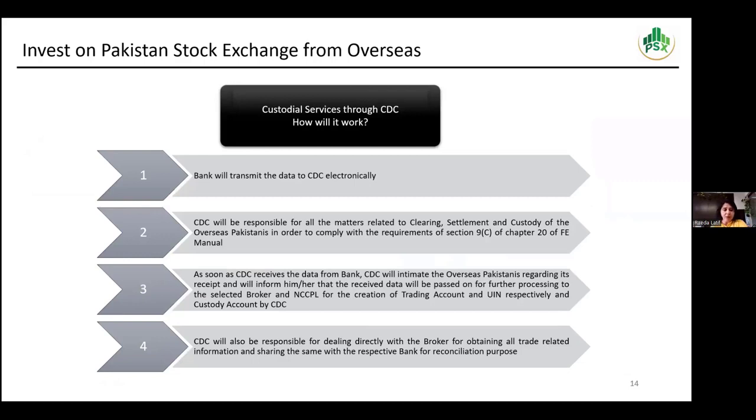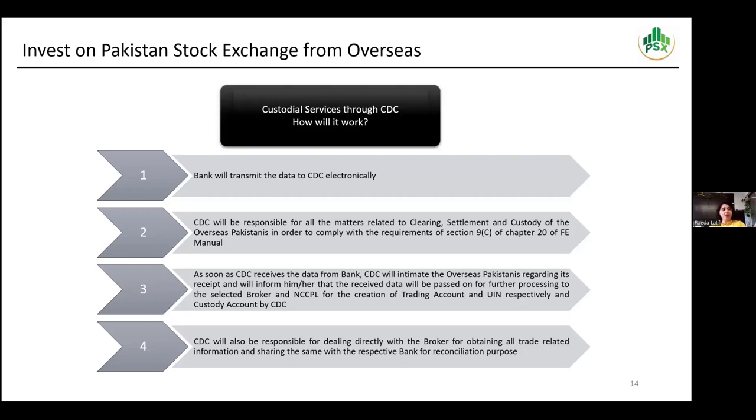They'll also be responsible for dealing directly with your broker. So they are providing you the security, the custodial services to ensure all the transactions that you make are safe, secure, and your money is lying with the CDC at the back end.